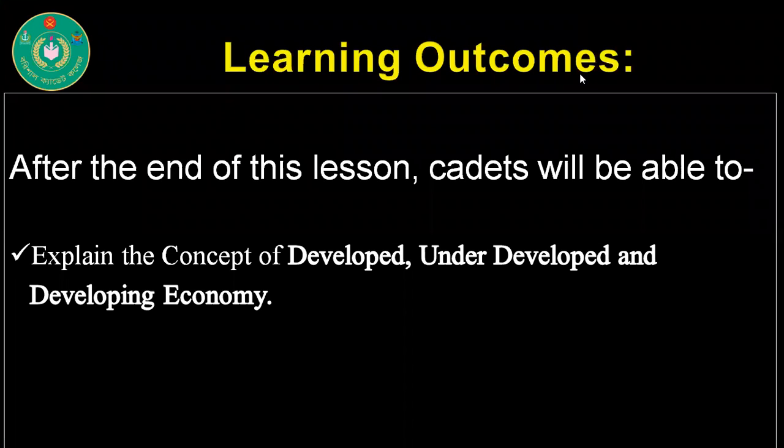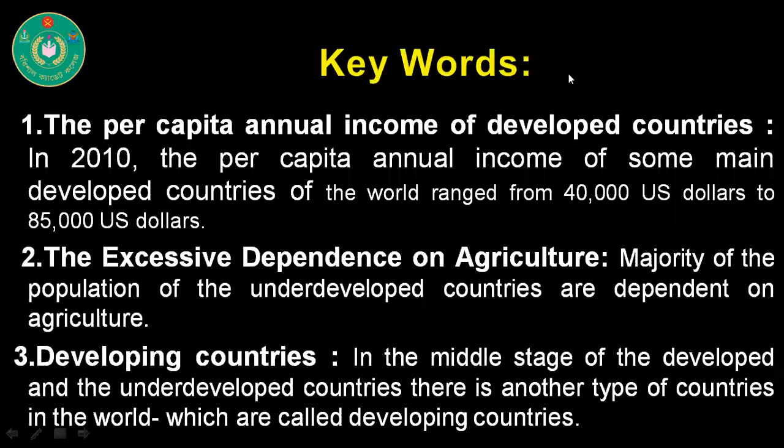Now, learning outcomes. After the end of this lesson, cadet will be able to explain the concept of developed, underdeveloped, and developing economy. Keywords. First of all, the per capita annual income of developed countries. In 2010, the per capita annual income of some main developed countries of the world ranged from $40,000 to $85,000.